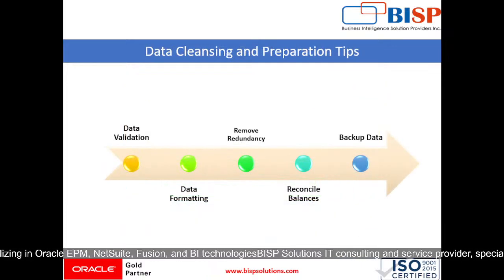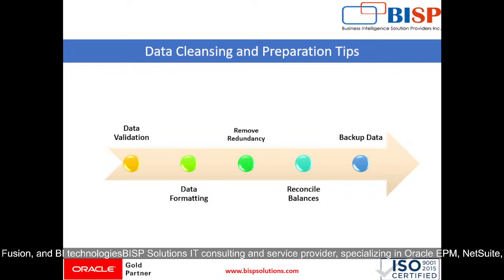Then our second step was data cleansing and preparation. So first of all, we will be validating data, where we will be reviewing data accuracy in QuickBooks to ensure consistency, identifying duplicate or missing records. Then comes our data formatting, where we will be standardizing formats for dates, addresses and currencies according to NetSuite's requirements. Then we will be removing redundancies, eliminating unused items, inactive customers and vendors.